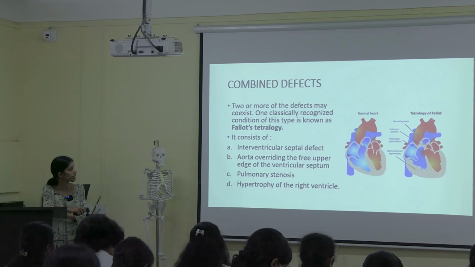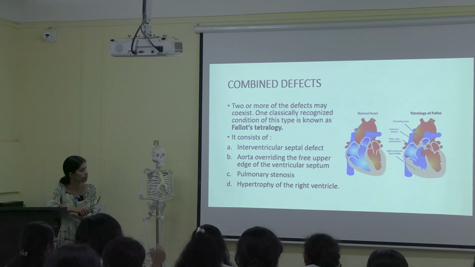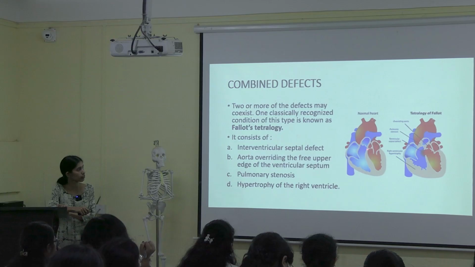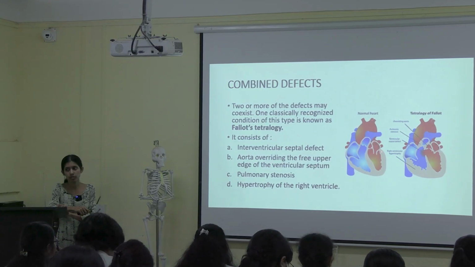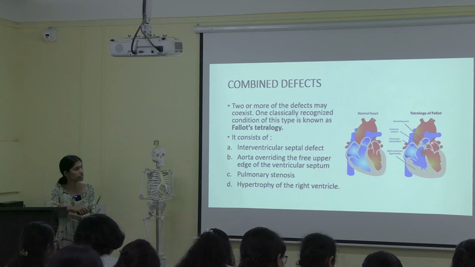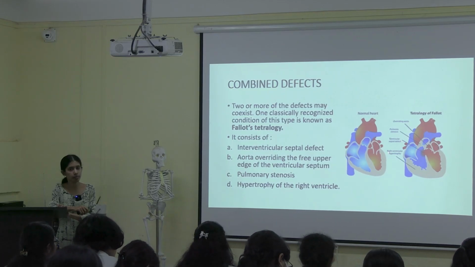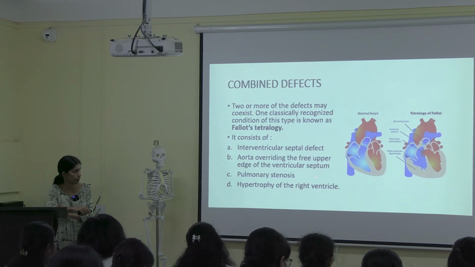We'll start from the interventricular septal defect. Where you can see the interventricular septal defect? Here, ventricular septal defect. Here you can clearly see there is a separation between your right and left ventricle, but here you cannot see any separation between the ventricles. They both are combined. This is called interventricular septal defect. Okay, next the second one is aorta overriding the free edge of the ventricular septum.